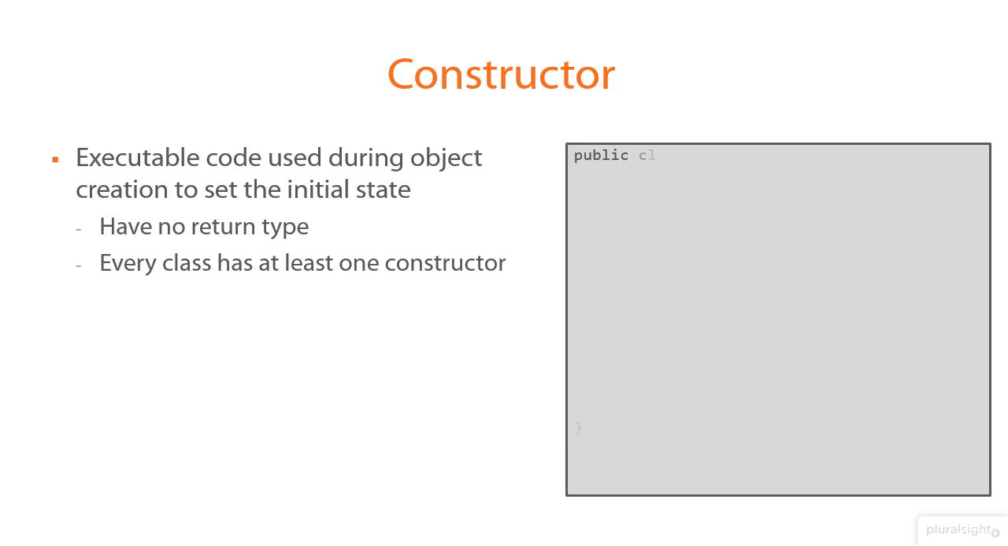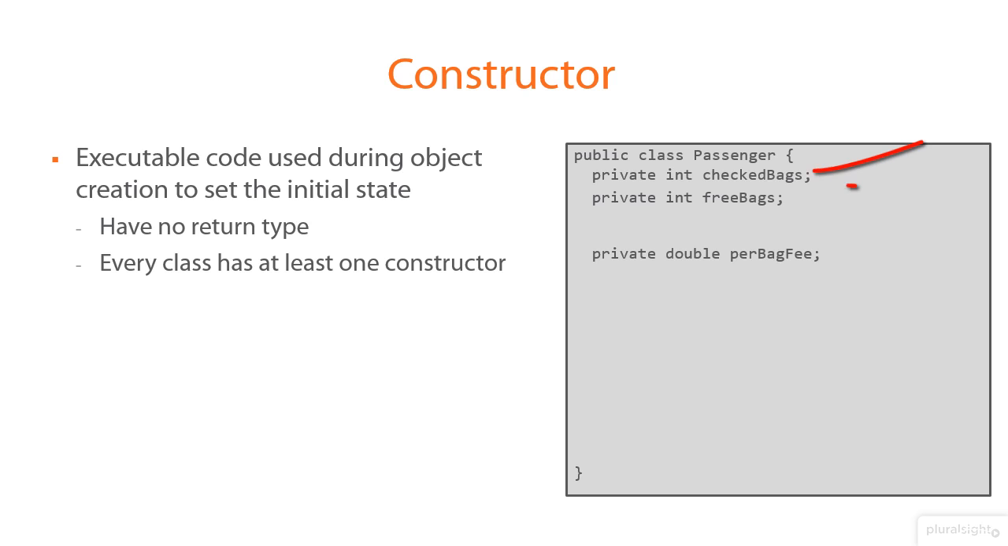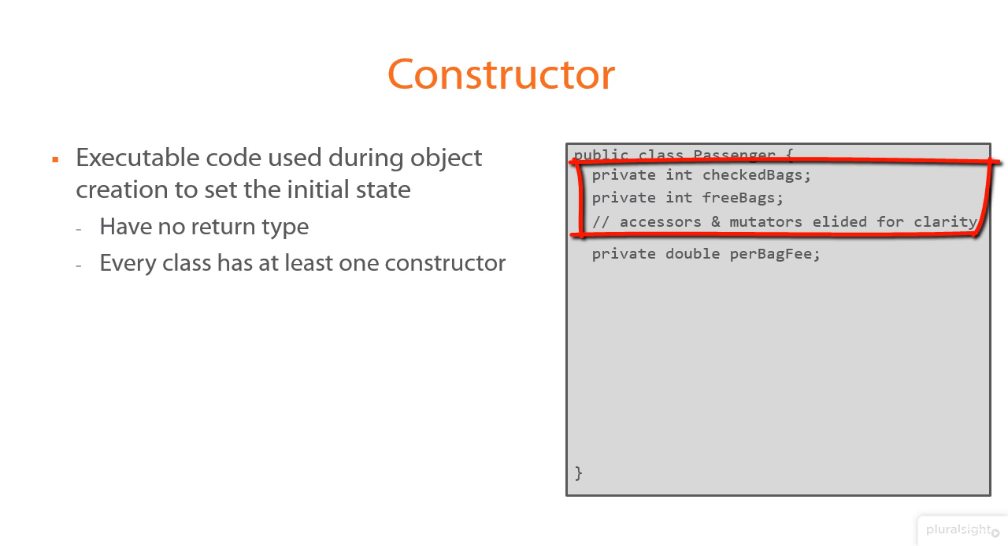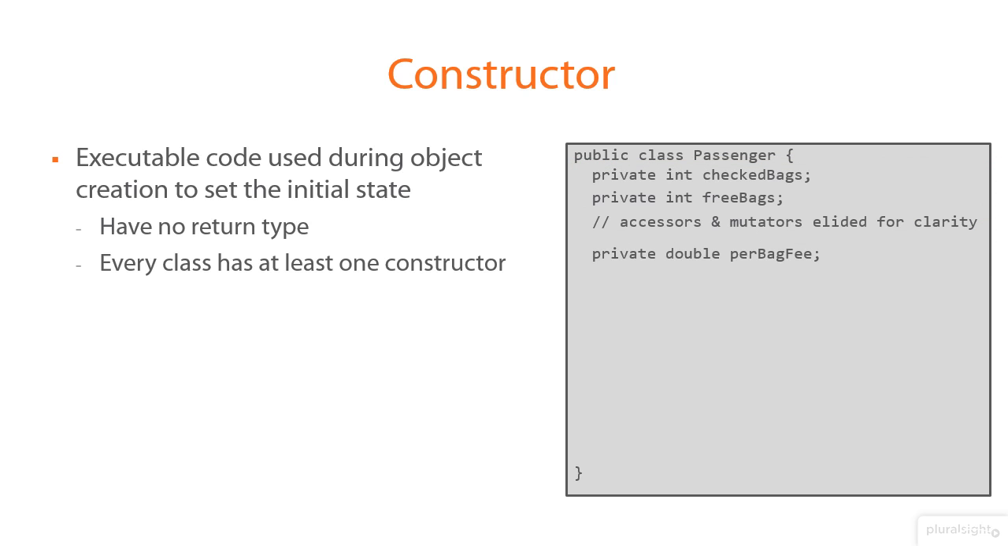Let's introduce another class. We're going to call our passenger class. And our passenger class is going to have 3 fields. And these are all related to checking bags when we get on a flight. So we have the checks bags field, which is how many bags the passenger has checked. Free bags indicates how many bags they're allowed to have for free. And then the per bag fee is what is the cost of each bag beyond the number of free bags. And let's assume that we've provided accessors and mutators for checked bags and free bags so that we can interact with that data. Well, as we can see, this class does not have a constructor.